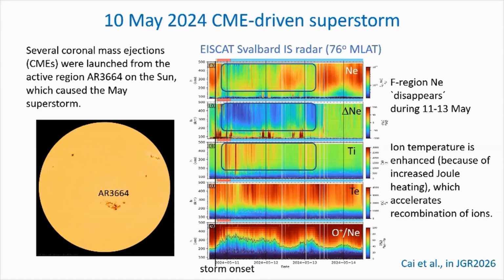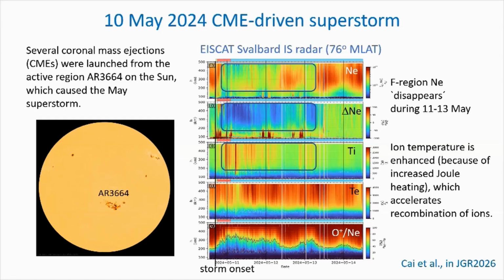So the bottom panel shows the electron density, and then the electron density change. And here are several days. So the storm onset is here. And after the storm onset, practically the ionosphere was wiped out. The electron densities became very small.